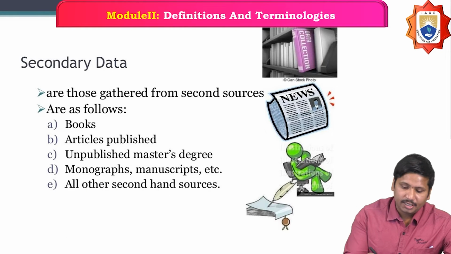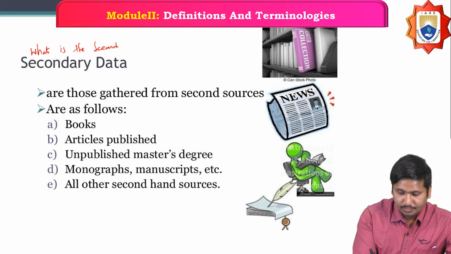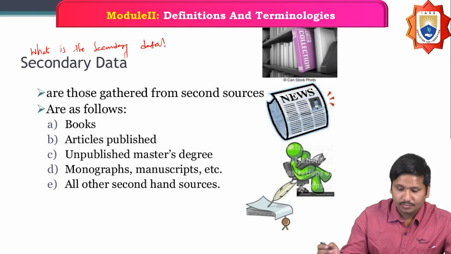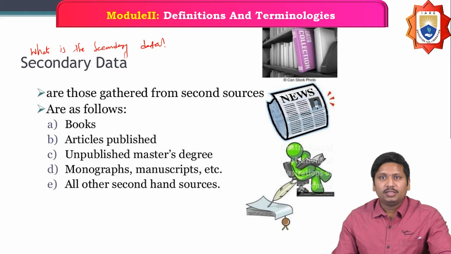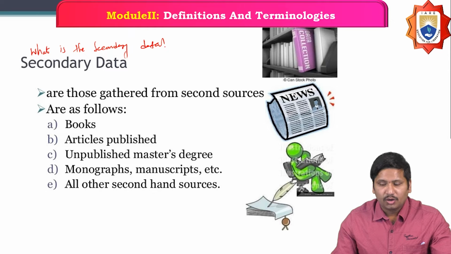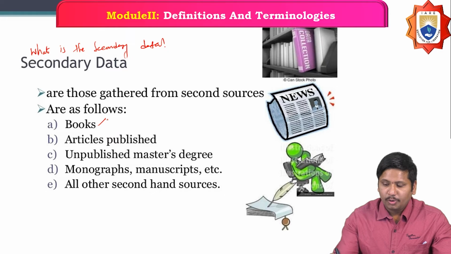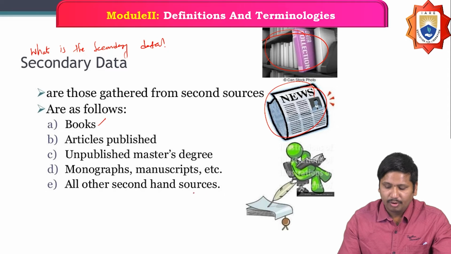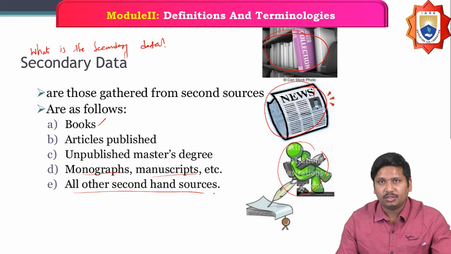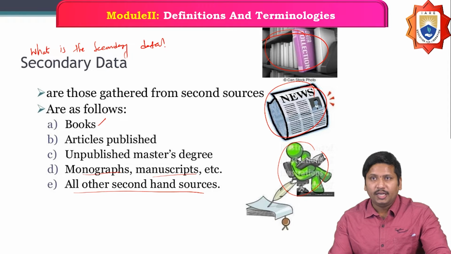And what is the secondary data is the question here. Secondary data is the data that is gathered from the secondary sources, or second-hand sources, as we call them. Examples are data obtained from textbooks, article publications like newspapers, unpublished master's degree theses, monographs, manuscripts, etc. All of these are second-hand sources from which you can obtain this secondary data.